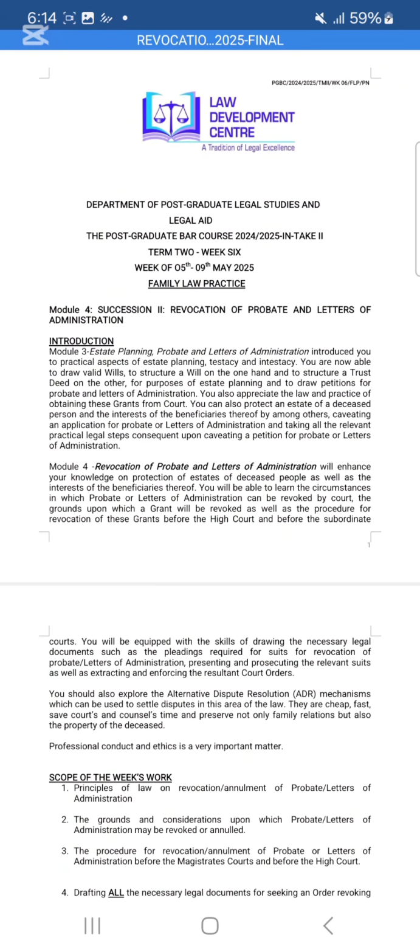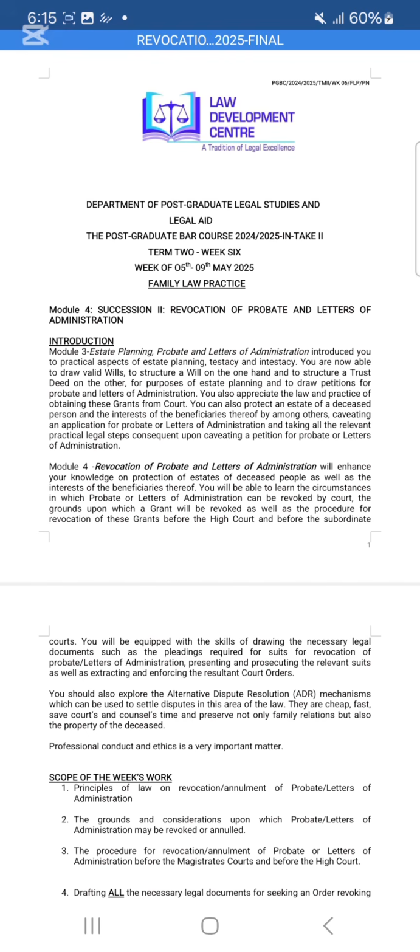So basically, we are going to be looking at revocation of probate and letters of administration. In the previous week, we looked at how you apply for letters of probate and how you apply for letters of administration. We said you apply for letters of probate when a person died and left a will, but where the person did not leave a valid will, you apply for letters of administration.